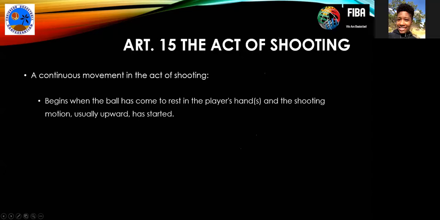Okay, so I have a gripe with the act of shooting and a charge being called. Usually a lot of players, it seems like their upward motion has started, and however, they still go into that defender and then a charge is called. So what happens first? Are we looking at the upward motion, which is considered in the act of shooting, and then we look at the charge block call, or how does it go?